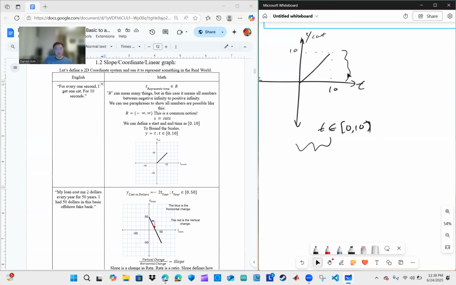Now, I wrote R over here. It contains negative infinity to infinity. That's just representing all real numbers. You don't need it for this. I just wanted to show that off there. That's basically it. All right, we're done with that one.